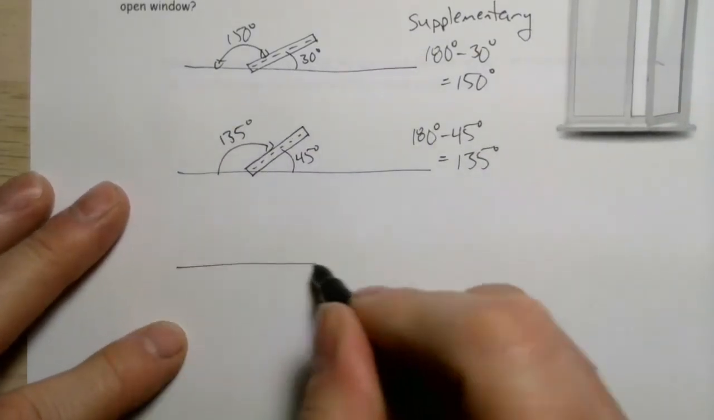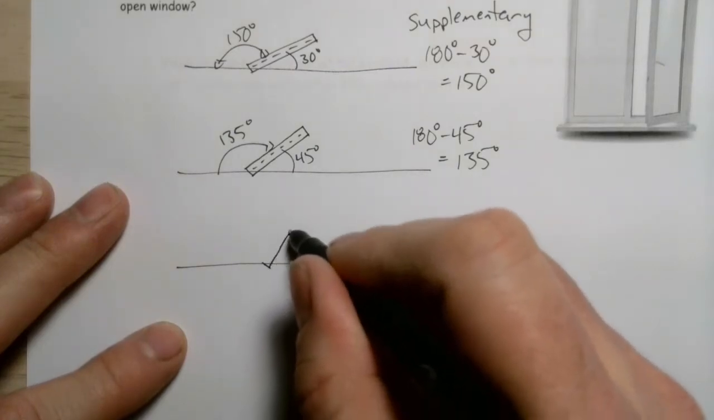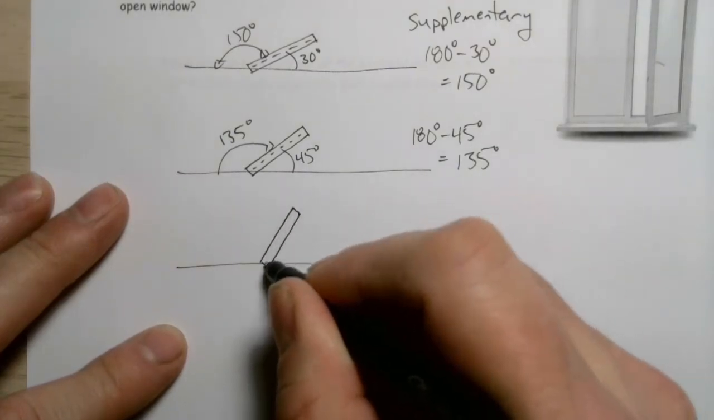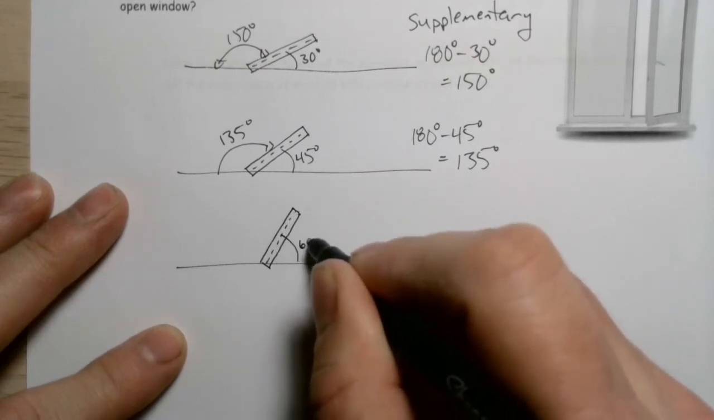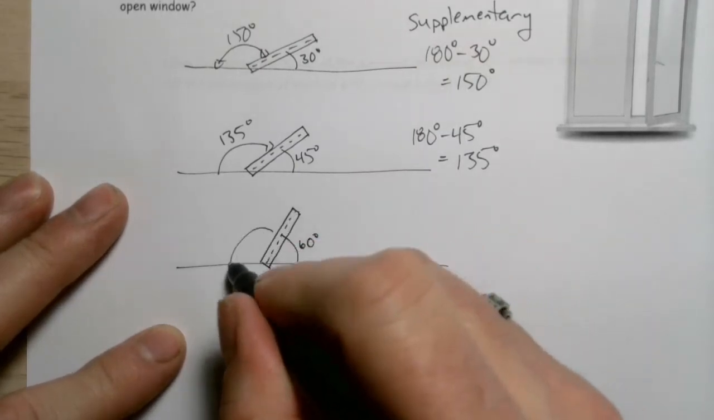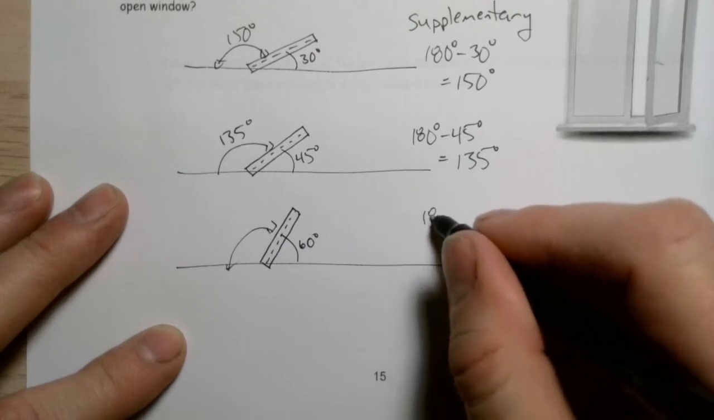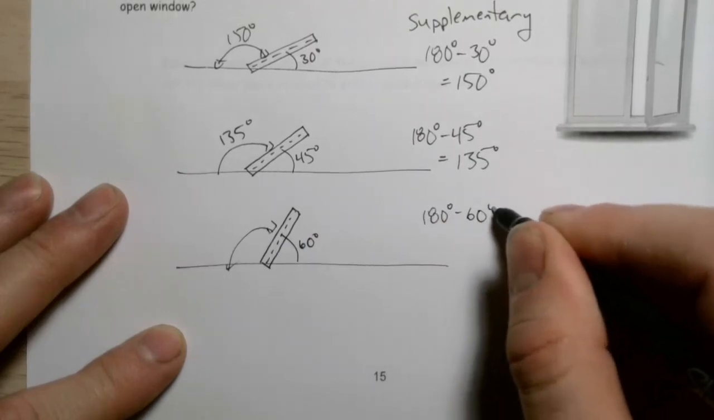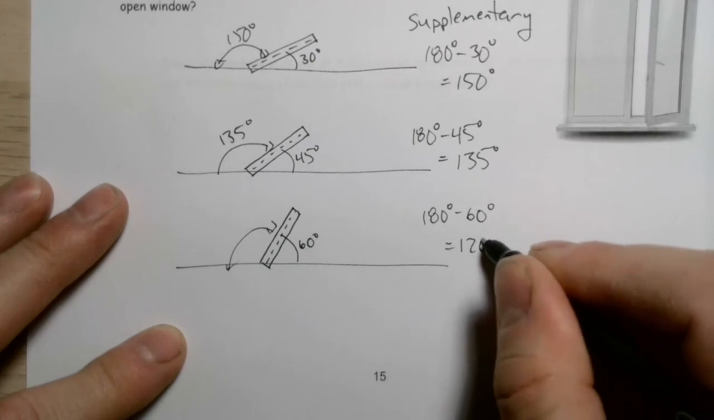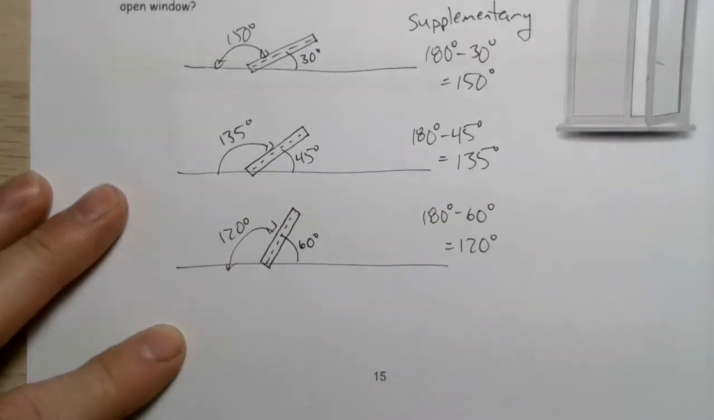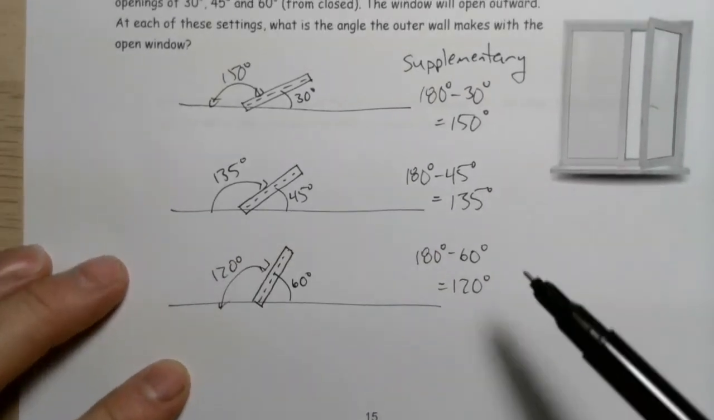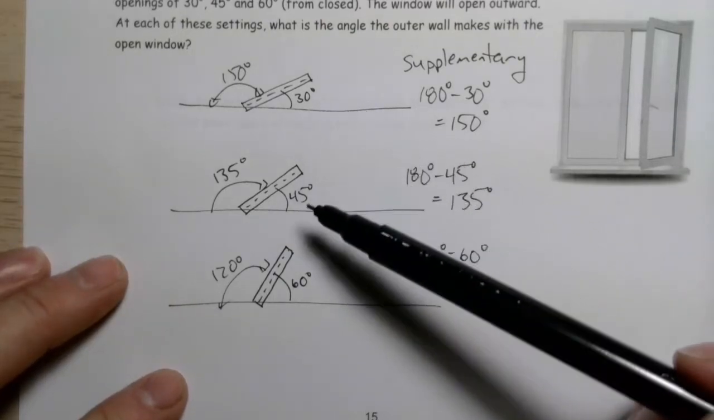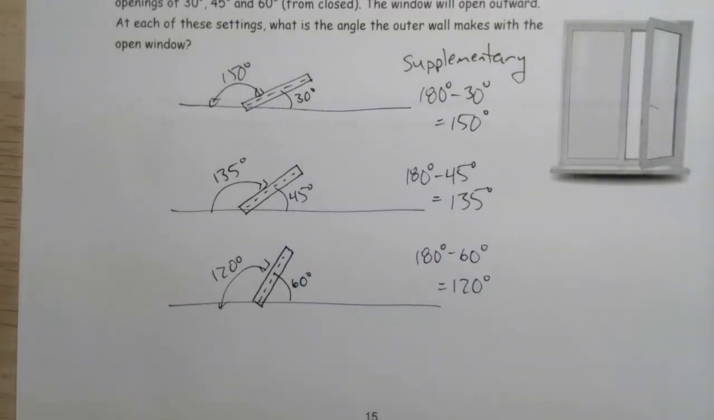Then we've got that last setting, and this time the window is open even a little bit more. Okay, this is our 60-degree angle here, and we are looking for this one right here, which will be 180 degrees minus the 60 degrees, or 120 degrees. Okay, so there you go. And notice that as the setting angle that our window is at gets larger, the supplementary angle, the other angle that we're looking for, got smaller in every case.